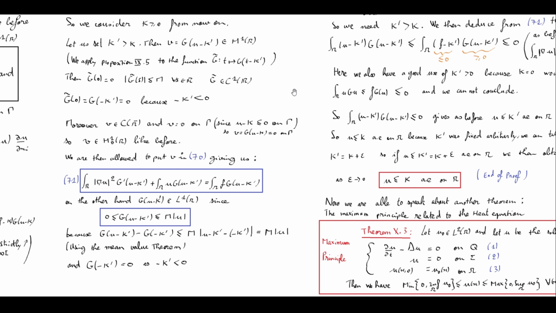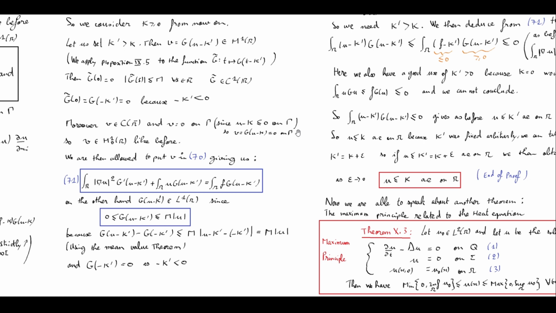On the other hand, g of u minus k prime is in L1 of omega, since g of u minus k prime is greater or equal than 0 and smaller or equal to m times the absolute value of u. Because g of u minus k prime minus g of minus k prime is smaller or equal to m times the absolute value of u minus k prime minus minus k prime, which equals m absolute value of u, using the mean value theorem. And we know that g of minus k prime equals 0 because minus k prime is strictly negative.